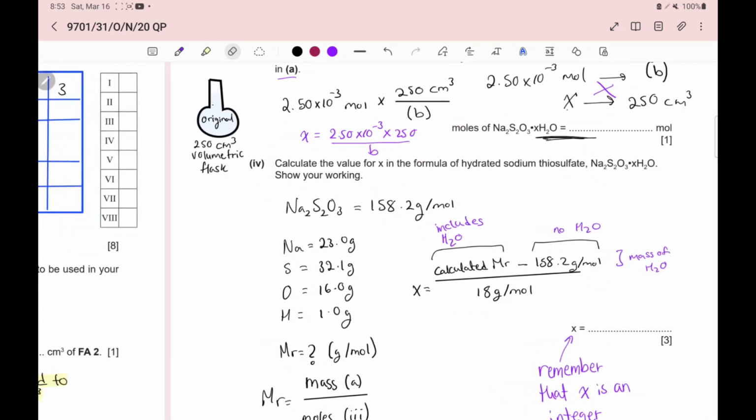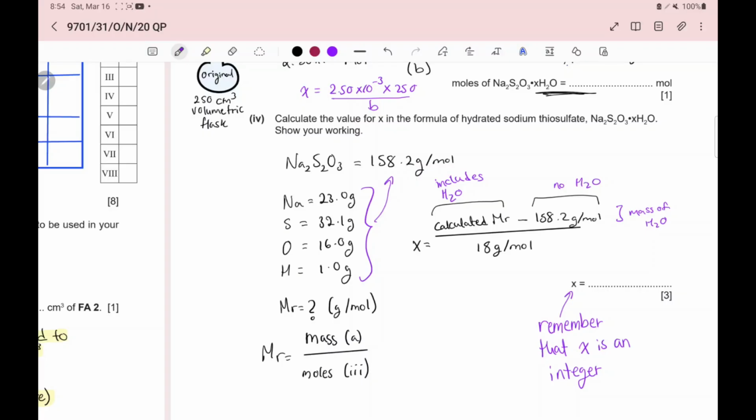Next, we're going to calculate the value of X in the formula of hydrated sodium thiosulfate. So what is this X now, right? You're going to go to the back of your exam paper, you'll find the periodic table, and there you're going to find the mass, or the molar mass, of sodium thiosulfate. And that's about 158.2 grams per mole. So if you add these all up, it'll give you this value.